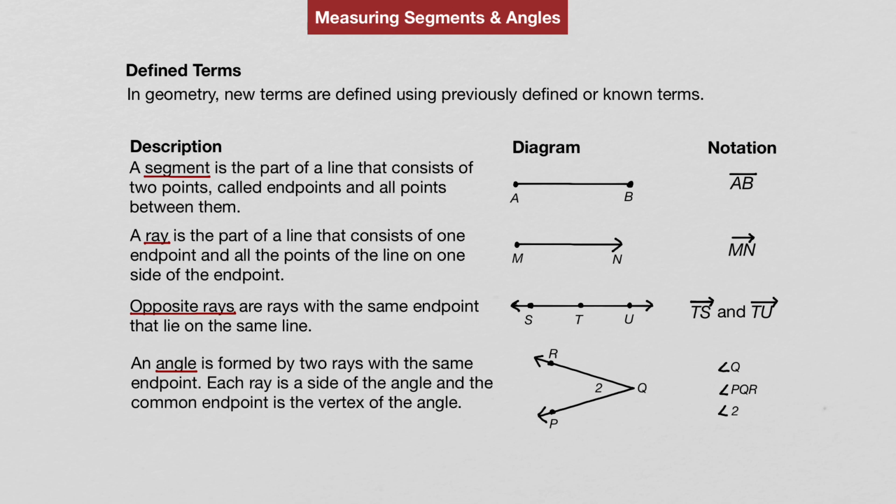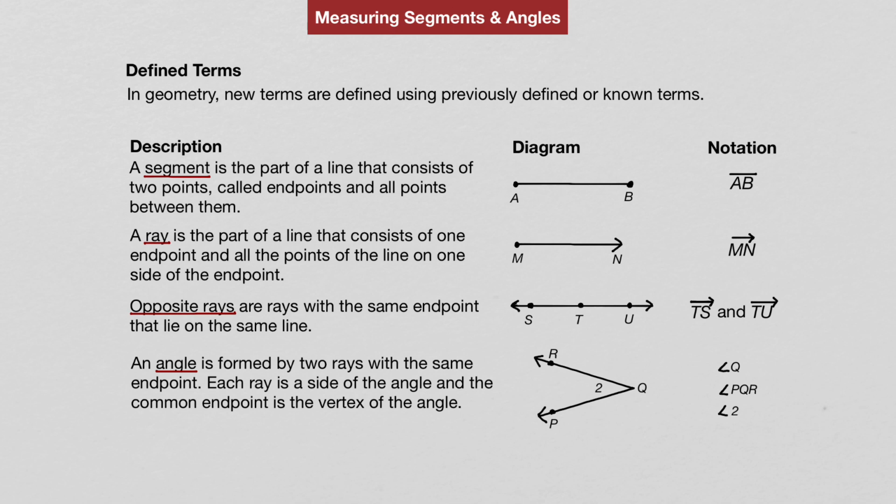Okay, and then the second defined term here is a ray, and that is part of a line that starts with an endpoint, and then on the other end is an arrow that extends in that direction to infinity. Okay, and the notation in geometry would be, for example, MN, okay, with a line above it and then an arrow on one side. That would be a notation for a ray.